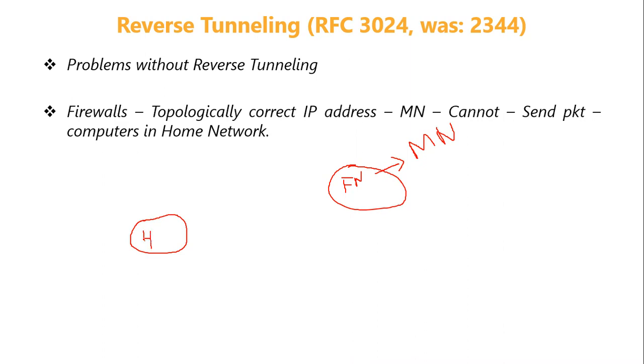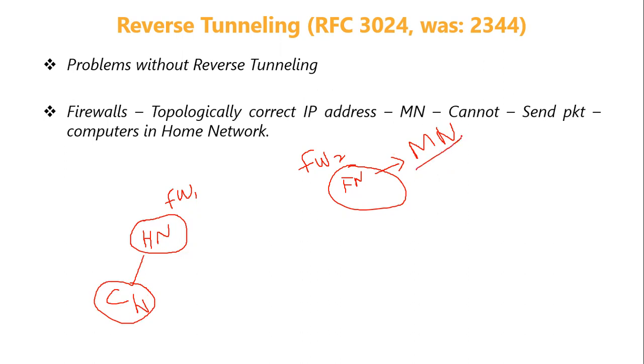Now let us see. There is a firewall in this home network. Let us call it firewall 1, and there is a firewall in this foreign network. Let us say it is firewall 2. We are discussing why reverse tunneling is required, and why the mobile node cannot communicate directly with the CN. Let us assume the correspondent node is in the home network. Now the mobile node wants to communicate with it.